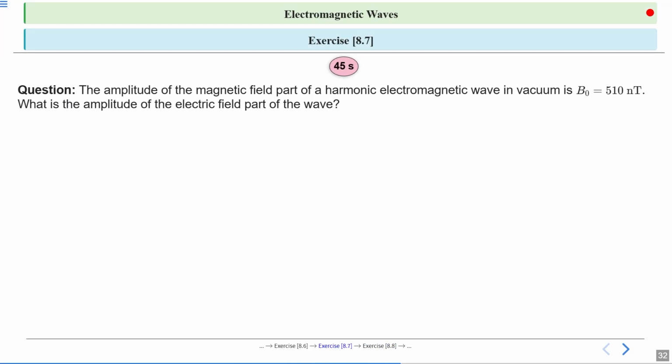Next question, exercise 8.7. The amplitude of the magnetic field part of a harmonic electromagnetic wave in vacuum is B naught equal to 510 nanotesla. So the amplitude of the magnetic field is given, that is 510 nanotesla. What is the amplitude of the electric field part of the wave? So you have to find E naught. I will give you some time to think about it.